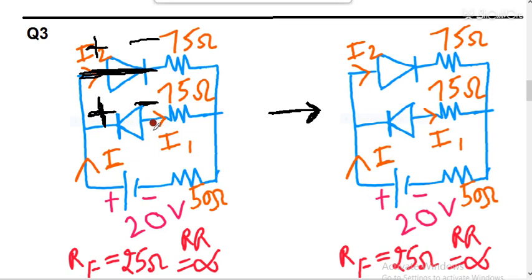And now this is positive and this is negative. So what will happen in this case? It will act as a reverse bias diode, and the reverse resistance is given here as infinite. So if this diode is reverse bias, then what will happen? Now see the next diagram. This diode will act as an open circuit.